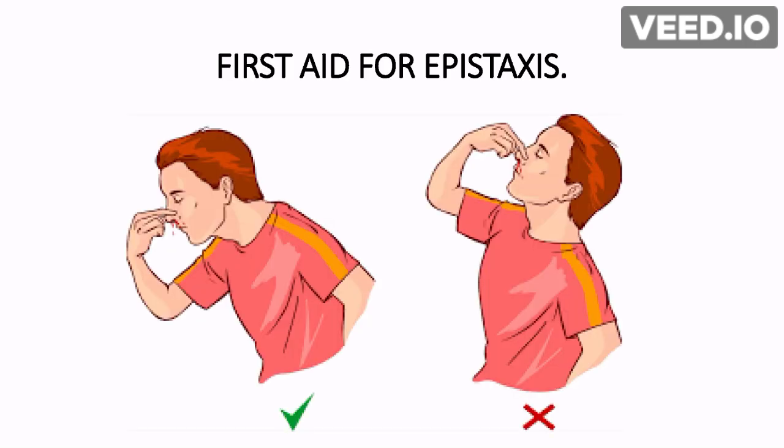This is a picture or diagram which shows the first aid for a nose bleeding patient. So a green tick is the correct position of doing the first aid. The patient should be in sitting position, leaning forward and pinching the nose for about 5 minutes, and not otherwise. Like the picture which is marked X, the patient is leaning backwards. That is not the correct way.